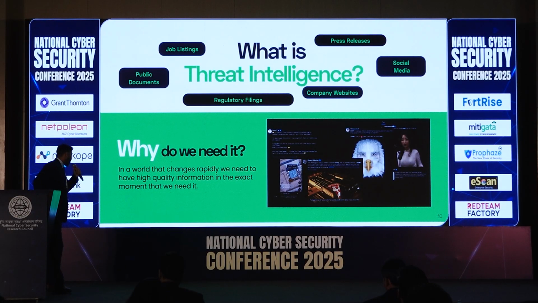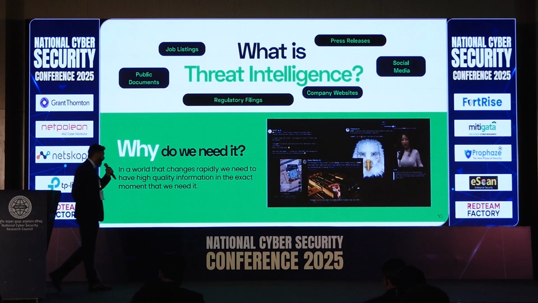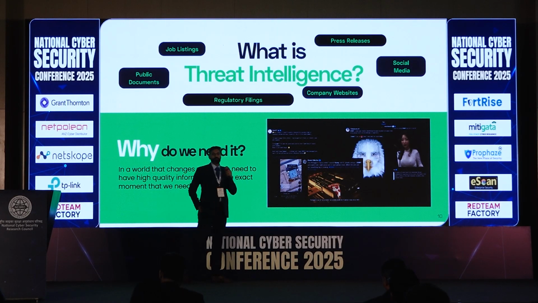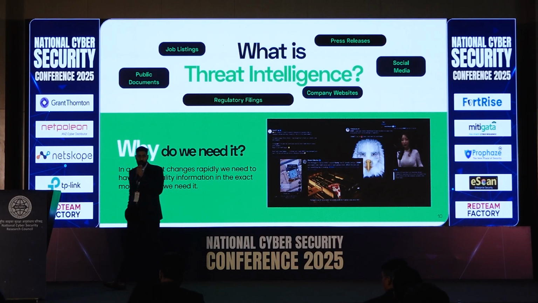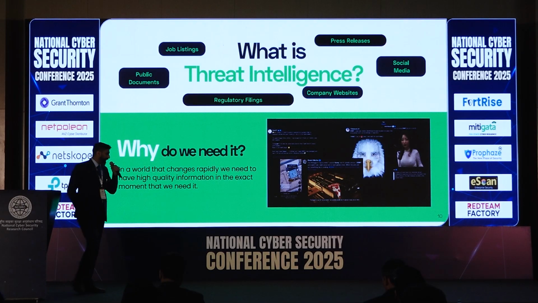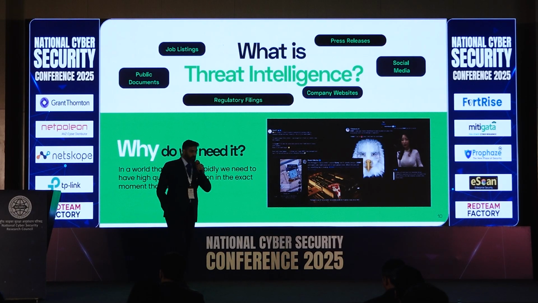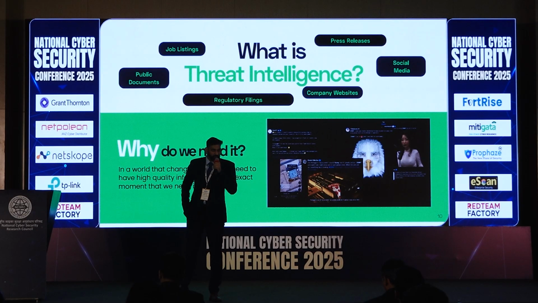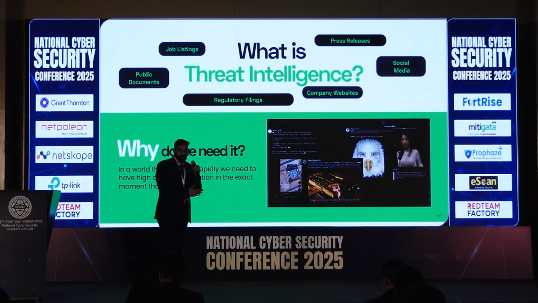For example, let's talk about threat intelligence. Why do we need it? In a world that changes rapidly, we need high quality information at the exact moment that we want it. So how many of us know what this second picture means? There is a pizza and there is the Pentagon. This is done by the OSINT folks. Whenever the pizza orders increase at the Pentagon, there is going to be an attack somewhere in the world. We are talking on a lighter note, but exactly this is the analogy.